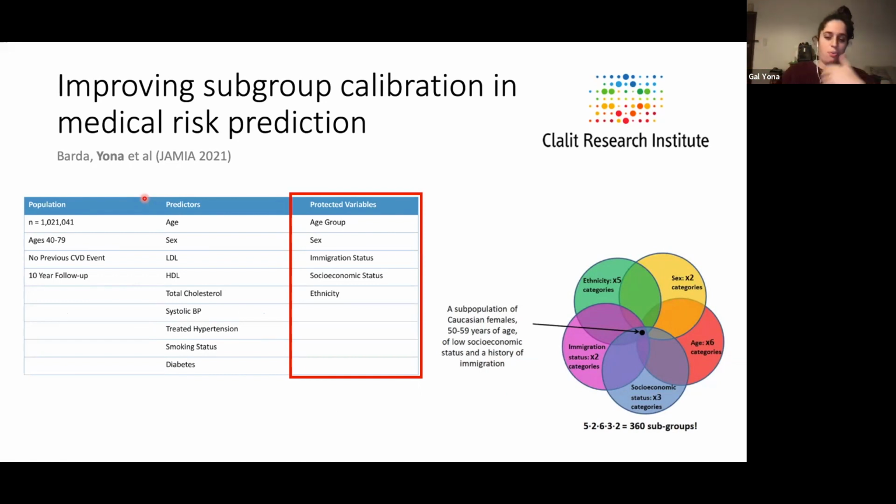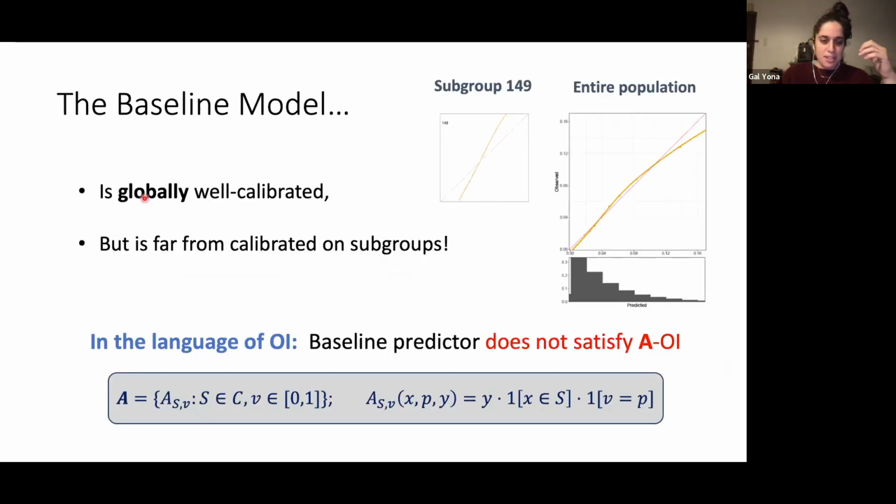So this gives rise to like 360 subgroups. Maybe one of them is white females 50 to 59, low SES, and a history of immigration. So quite expressive. And when you look at the model, you can see that globally it's very well calibrated. But when you start to look at what happens on specific subgroups, it's very far from calibrated on these subgroups. So in this language of OI, this baseline predictor that's actually used on a daily basis does not satisfy outcome indistinguishability with respect to this class of calibration testers on these demographic subgroups that I've just defined.